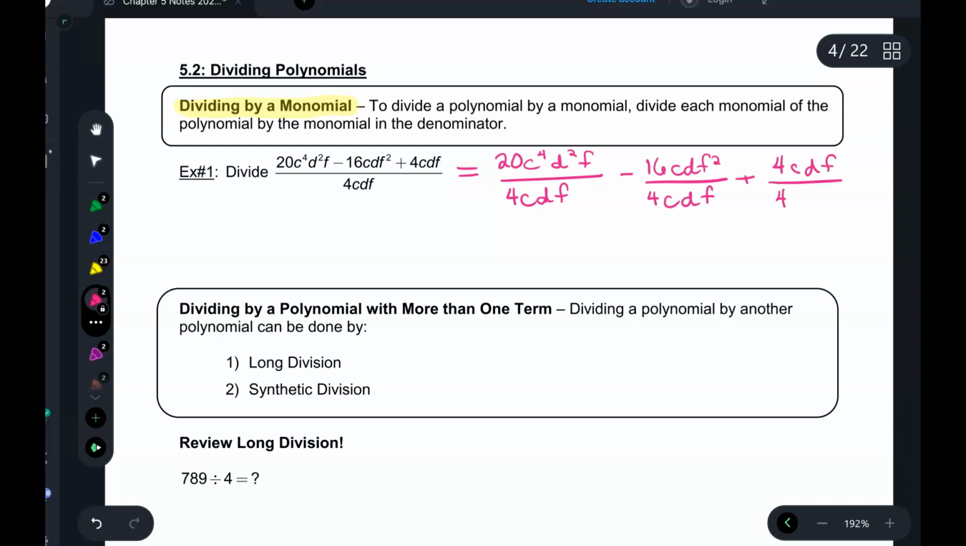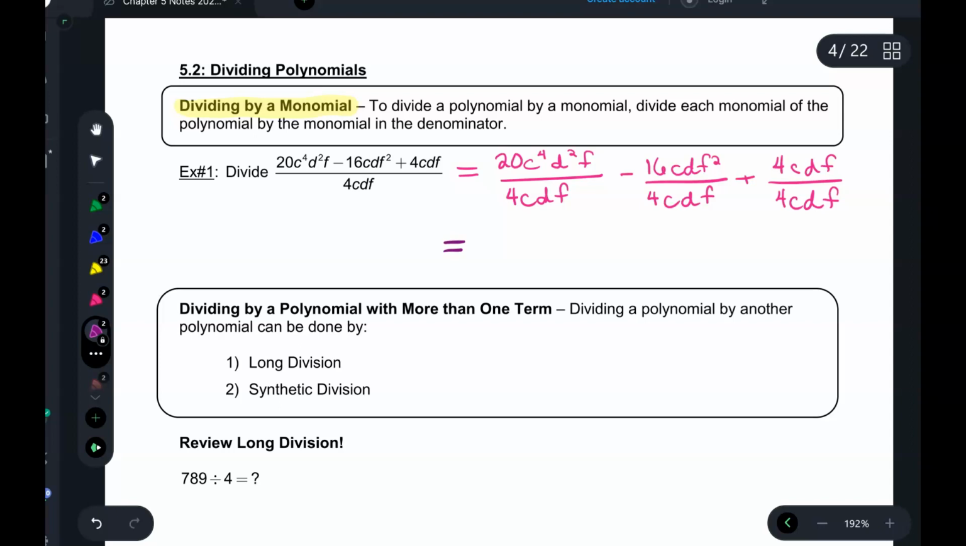So do the second or do the first? Wait, this one? No, second one. Wait, where? 20C to the fourth, the D to the second. You're right. Oh, but it's the same thing as this. Sorry, unless I copied it down wrong. I think I got everything right.